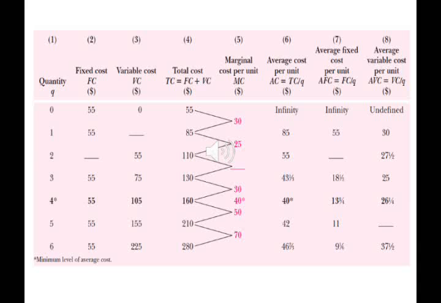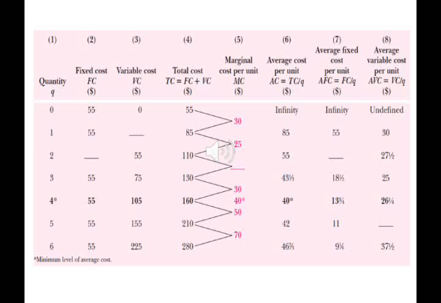Variable cost, the third column, is for variable cost, and as we said before, variable cost is 0 when Q is 0, and then it starts increasing as Q increases. There are some missing parts in this table, and it is for you to practice filling these missing parts, to make sure that you understand all the concepts well.